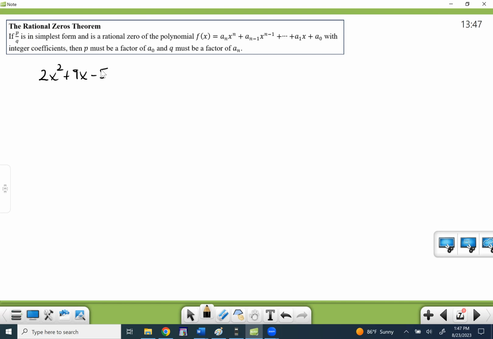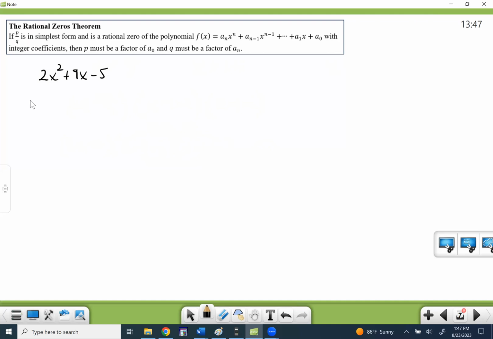Now, what this theorem says is that if there's going to be a rational zero, and remember, we're not guaranteed a rational zero. This might not factor, and I might use the quadratic formula and get some irrational numbers or some imaginary numbers. But if it does have a rational zero, then we can find that rational zero by taking factors of the last number, a sub 0, over factors of the first number. So that's basically what it's saying. Let's talk that out.